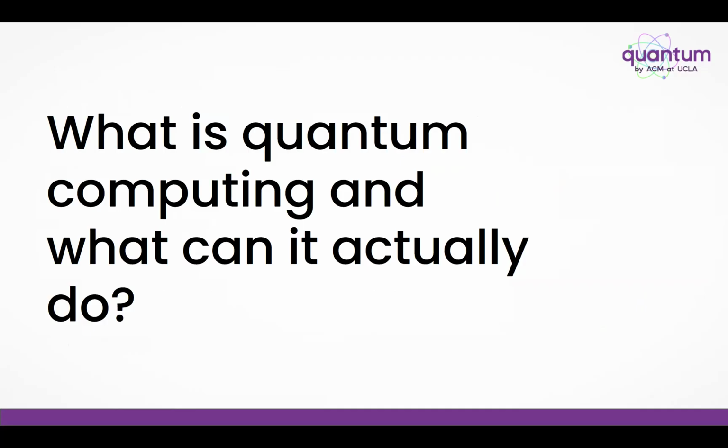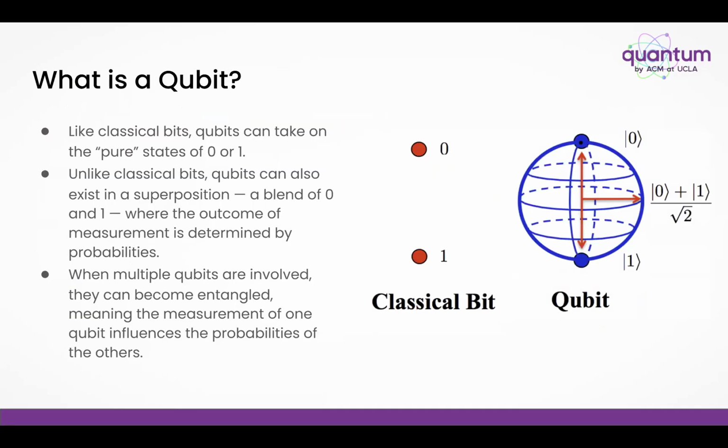So what is quantum computing and what can it actually do? So what is a qubit? A qubit in a nutshell is the fundamental unit of computing for quantum computers. They're kind of like classical bits in that they can take on the pure states of 0 and 1. However, one big difference is that they can also exist in something called a superposition, a blend of the 0 and 1 states, where the outcome of measurement is determined by probabilities.